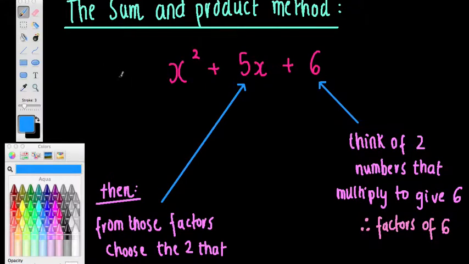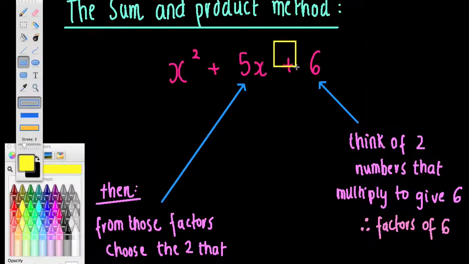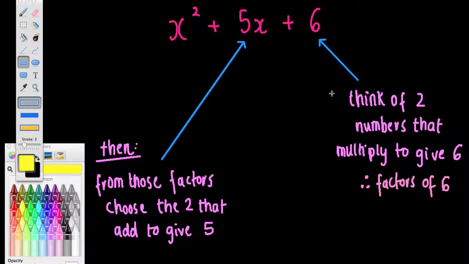So our first step whenever we use this method is to have a look at the expression, and my focus to begin with is going to be on this term here. It could be positive, it could be negative. This one is a positive one. So I need to think of two numbers that multiply together to give me 6. Therefore I'm looking for the factor pairs of 6. Whenever you've got a number, you can always use the number itself and 1, can't you? 6 times 1 would give me 6. Unless it's a prime number, you should have another pair as well.